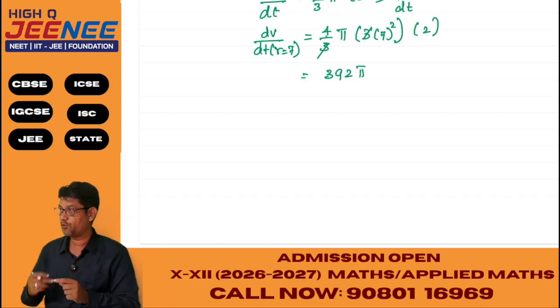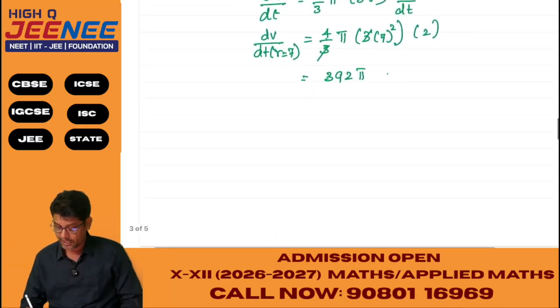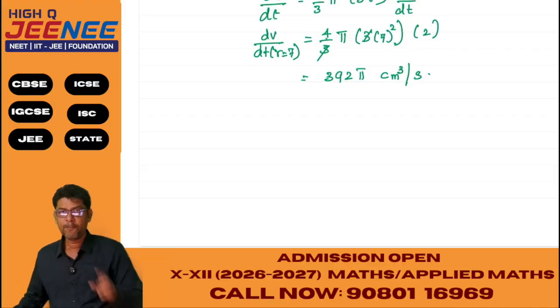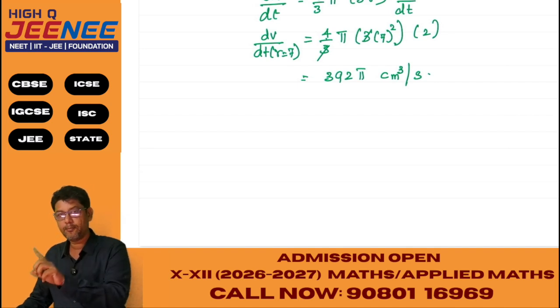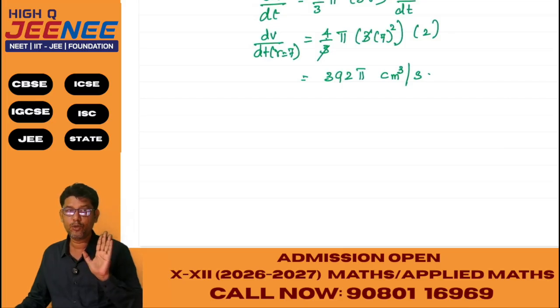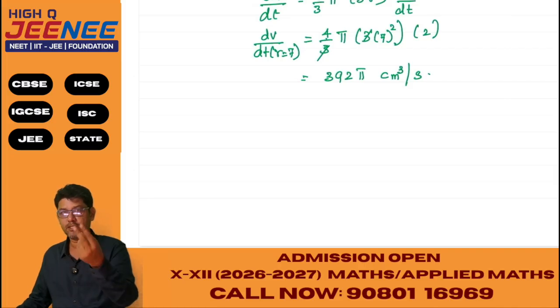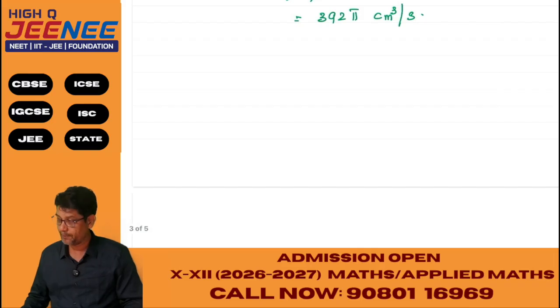Since it is rate of change of volume and the unit we are using is centimeter, this can be written as centimeter cube per second. Many students are losing their marks because they are not writing the units. So they are unnecessarily losing marks. Please don't lose the marks. It's a very simple question, and in this 2-mark question, if you lose half a mark, it's gone. So 392 pi centimeter cube per second.